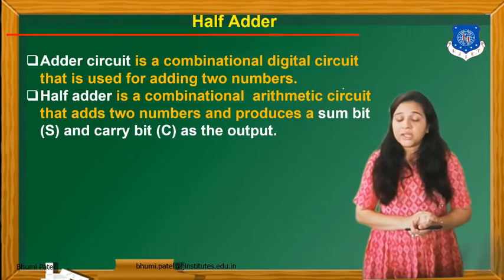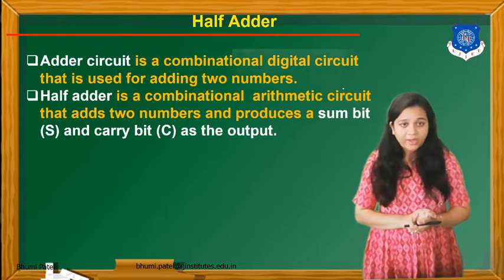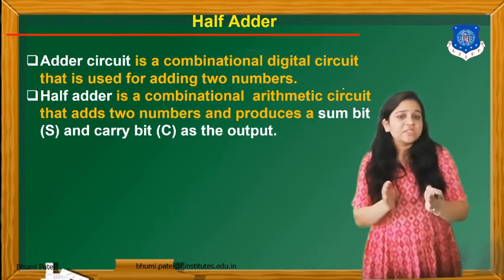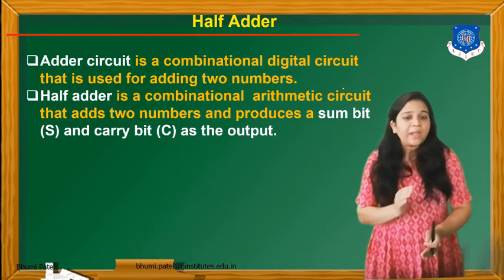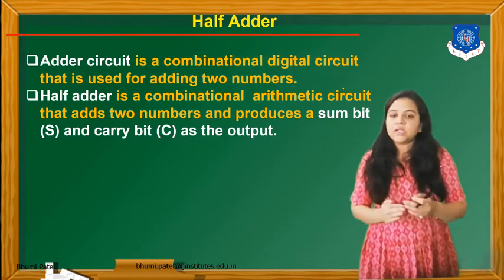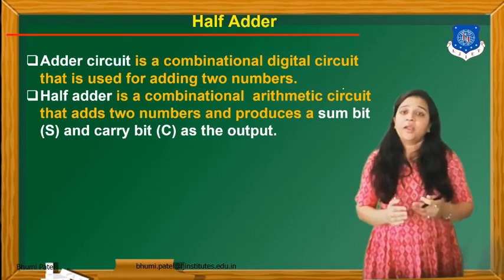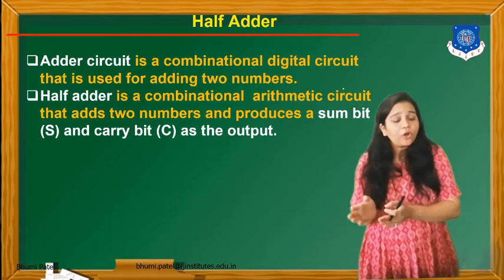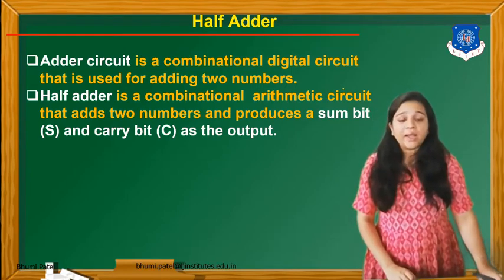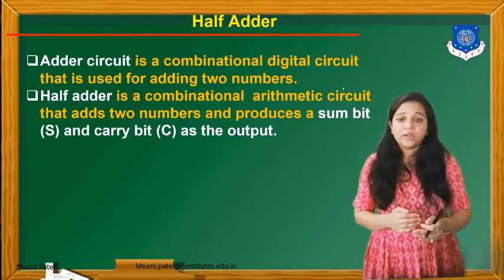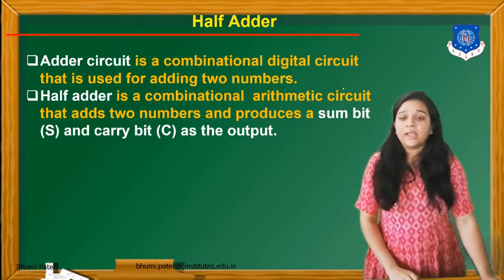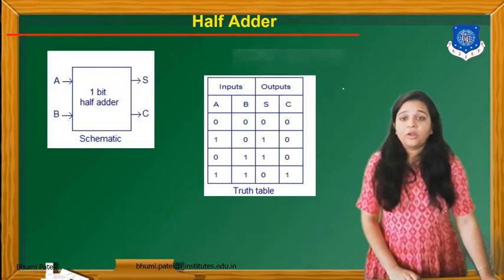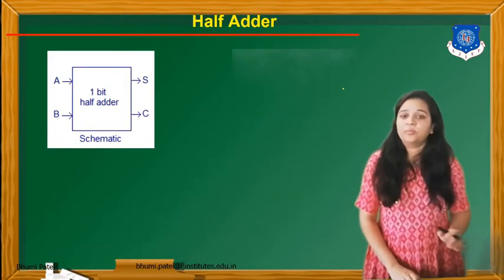So what is the basic logic behind the half adder? A half adder adds two numbers and produces the sum and carry depending upon the inputs applied to the half adder. Now as you know, we have two choices, that is 0 and 1. So we apply 0 and 1 one by one to the half adder, and then we draw the truth table.